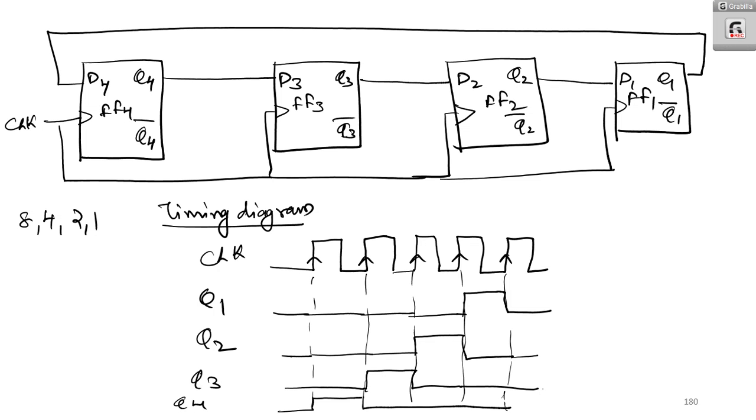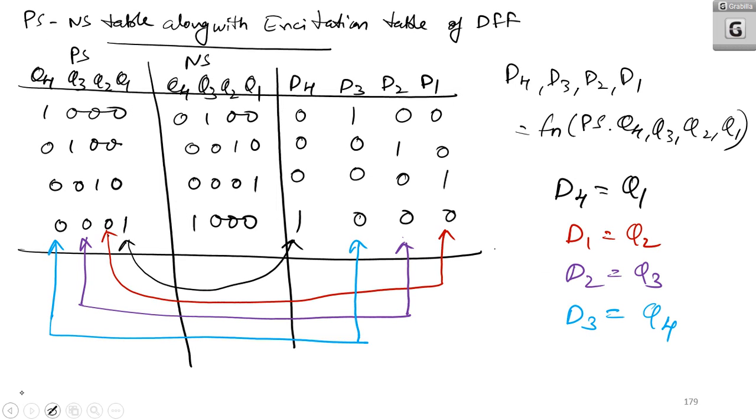So, you can draw the timing diagram of this ring counter like this. That means for each clock you are getting different states. So Q1 will be 0, 0, 0, 1, Q2 will be 0, 0, 1, 0, Q3 is 0, 1, 0, 0, and Q4 is 1, 0, 0, 0. So that is the basic timing diagram. That is regarding a ring counter.